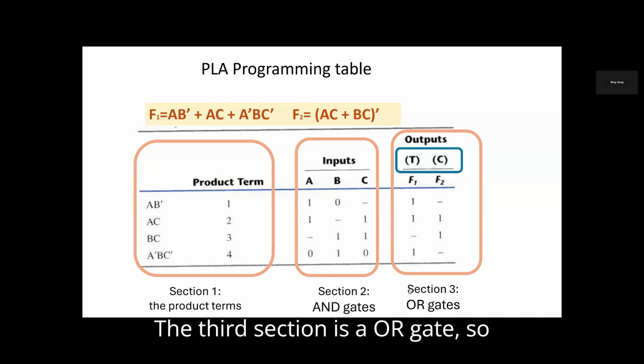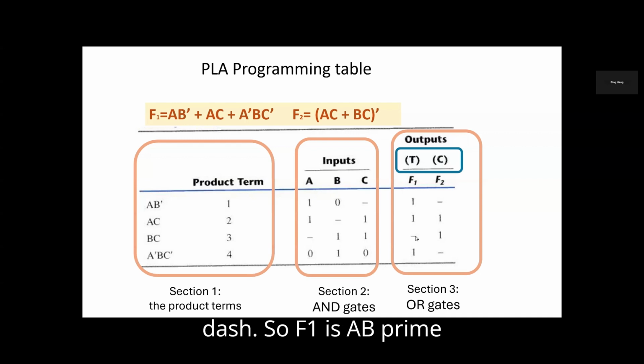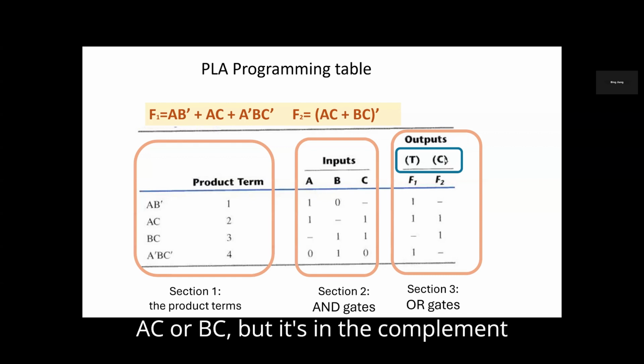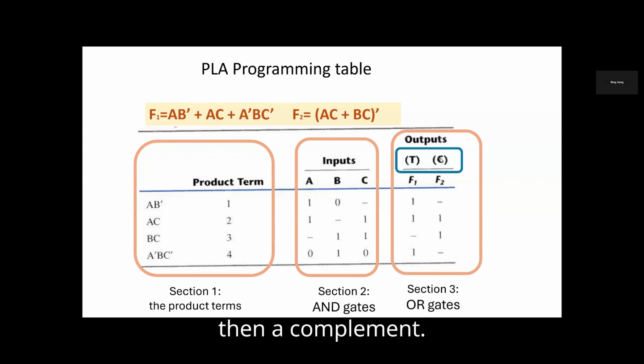The third section is the OR gate. So here are all the outputs. If it's in its true form, then we just write parentheses T. So F1 is AB prime. If it's in the Boolean expression, we use 1. If it's not in the Boolean expression, we just use a dash. So F1 is AB prime or AC or A prime B C prime. And F2 is AC or BC, but it's in the complement form. So here we have a parenthesis and then a complement.